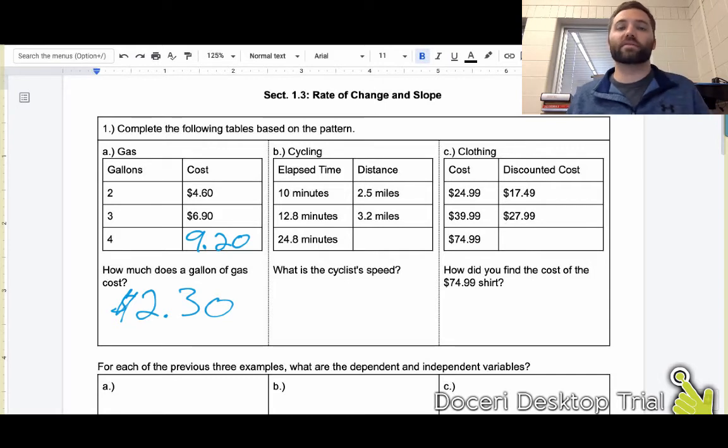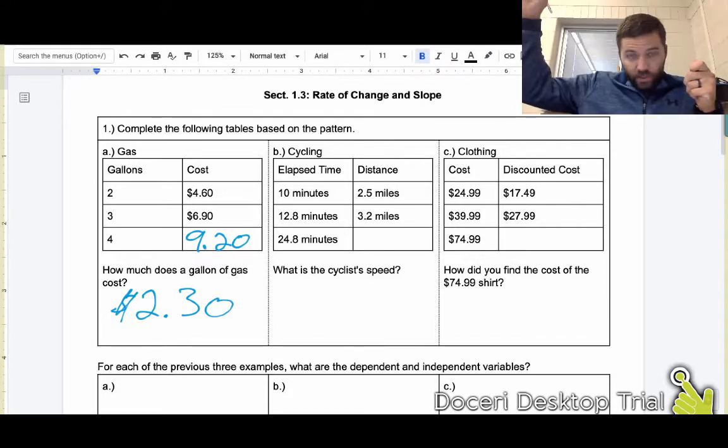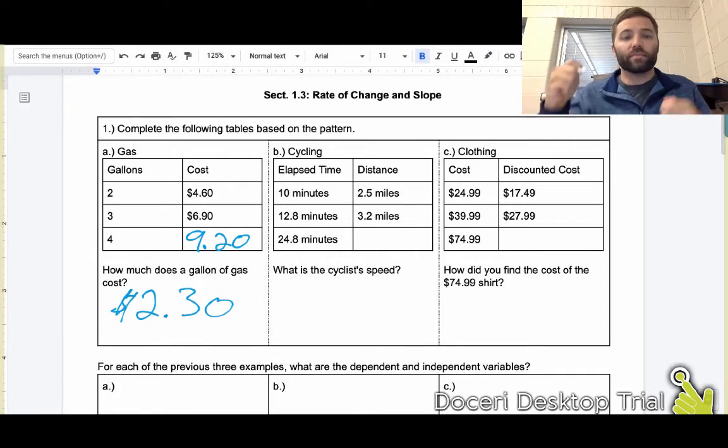So we could graph this on an x and y plane, right? We could put 2, 3, 4, and we could put the cost on the y-axis, and then what you'd see is a straight line. And the slope of that line would be 2.3. Okay, let's go to the next one, cycling.